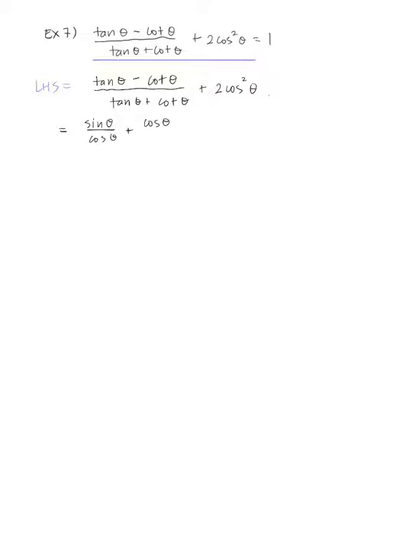Cotangent is cosine over sine. And whole thing by... oops. I hope you caught my mistake here. That should be a minus. Sorry about that. And plus 2 cosine square of theta.